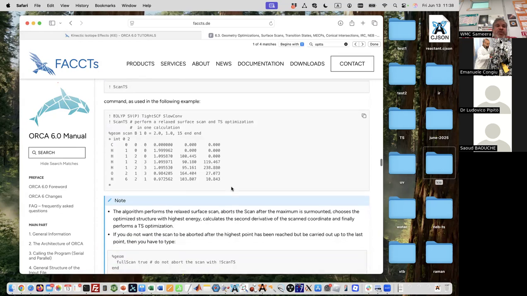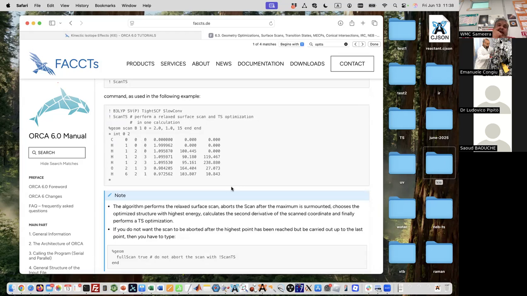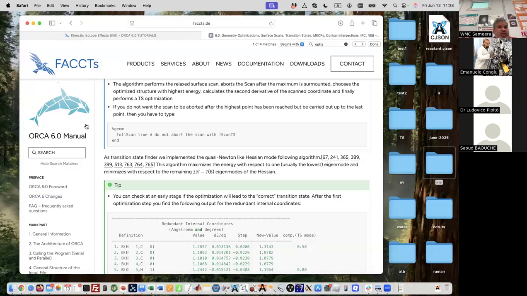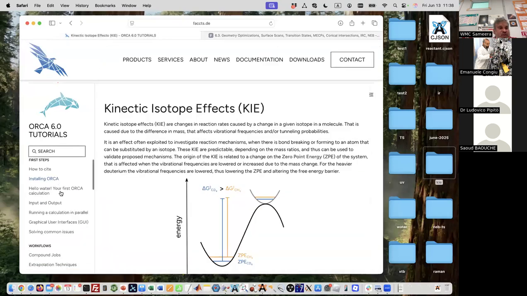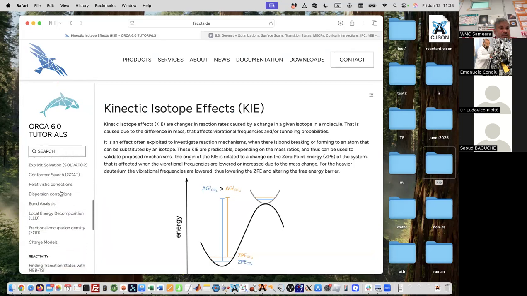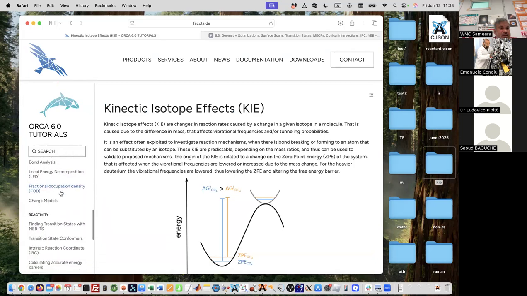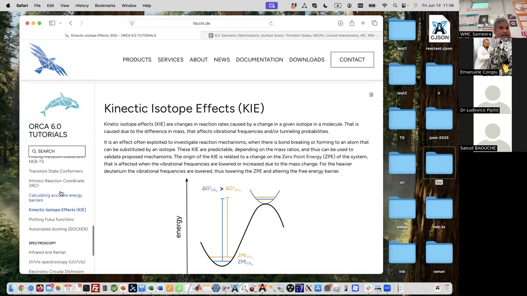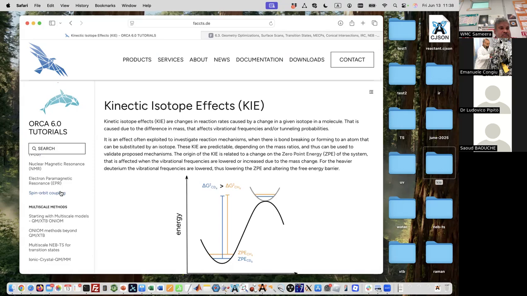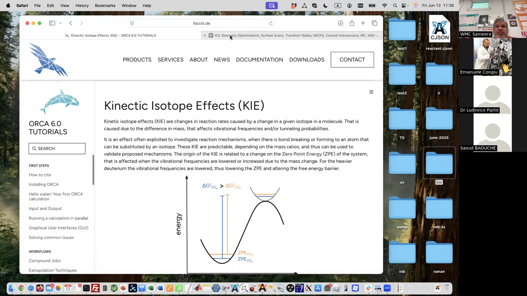Sometimes you can also do some scans. Do they have a tutorial for that? I'm not sure actually. No.